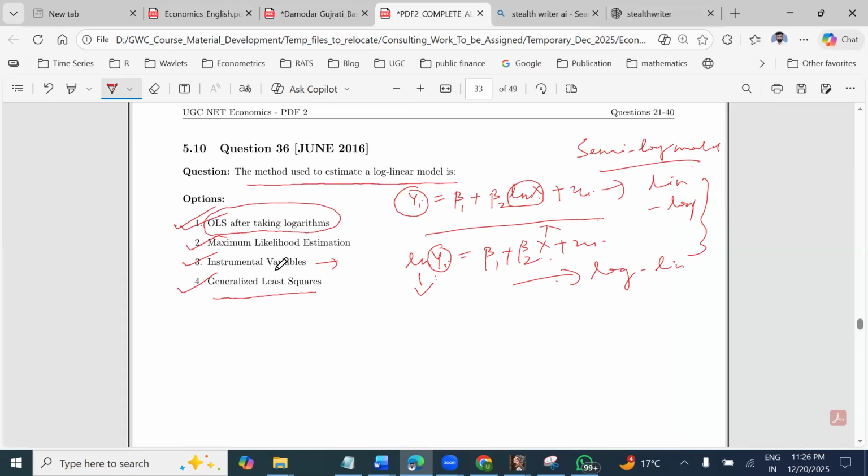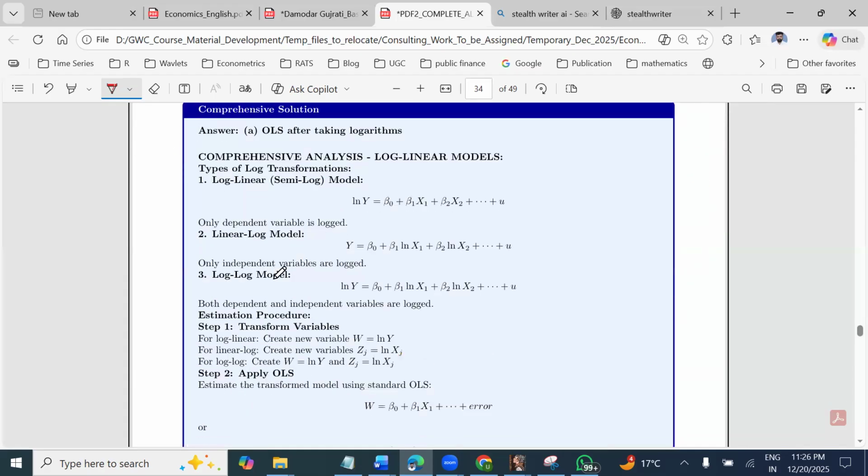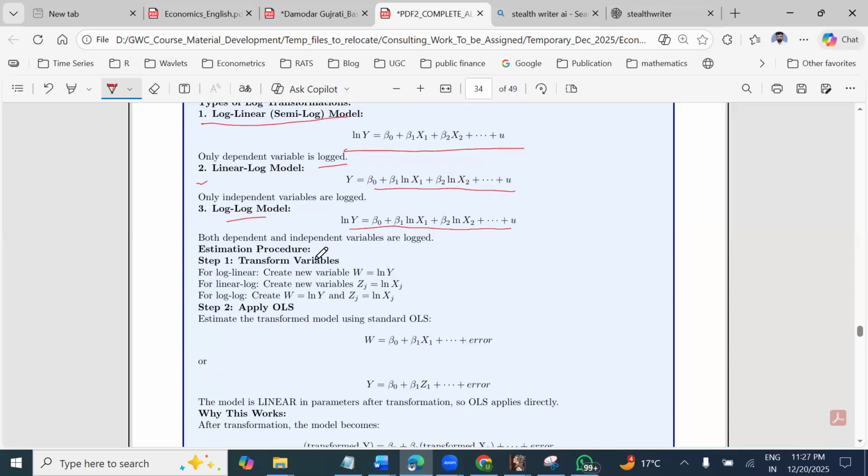Okay. So let us try to understand. So log linear model, already it is written over here clearly. Only the dependent variable is log. Linear log model, it is written clearly. Log log model, the functional form is given clearly. So now step number 1, how you will do in this case? So you transform the variable for log linear model. You can create a new variable w called ln y. Then linear log model, you can create a new variable z which is equal to ln x.